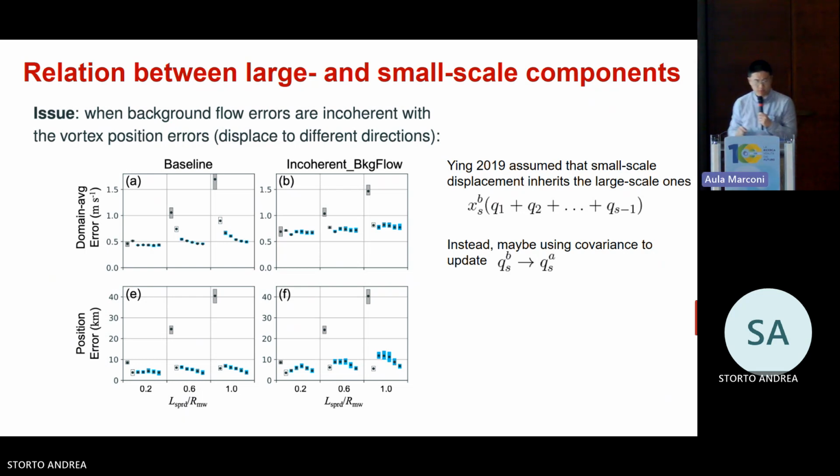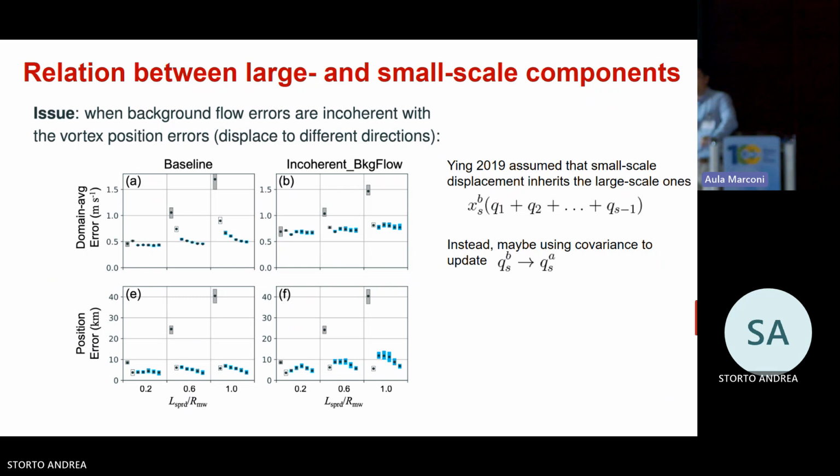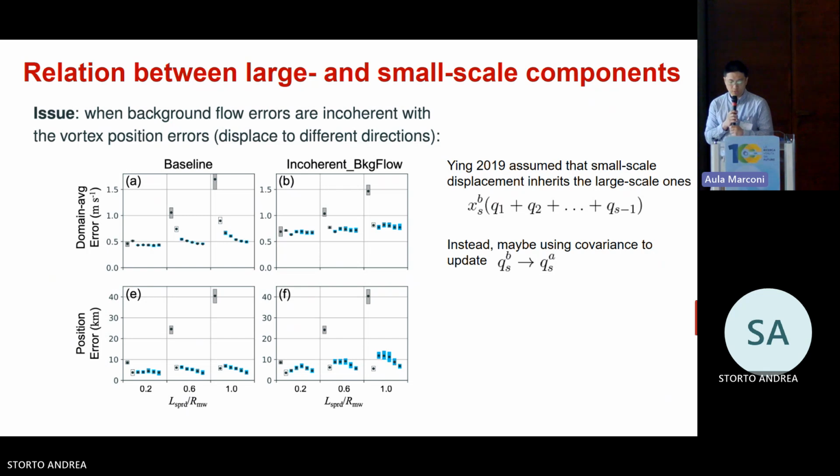Yes. So the challenge now is the relationship between large and small scale component. Remember that I made the assumption that the large scale position error, the displacement vectors, exactly explain the small scale feature position error. So I will just apply Q1, Q2, and Q all the way to QS-1. All these displacement vectors will be applied exactly to the S scale component, which is problematic if my background flow displacement is actually incoherent with the vortex displacement.